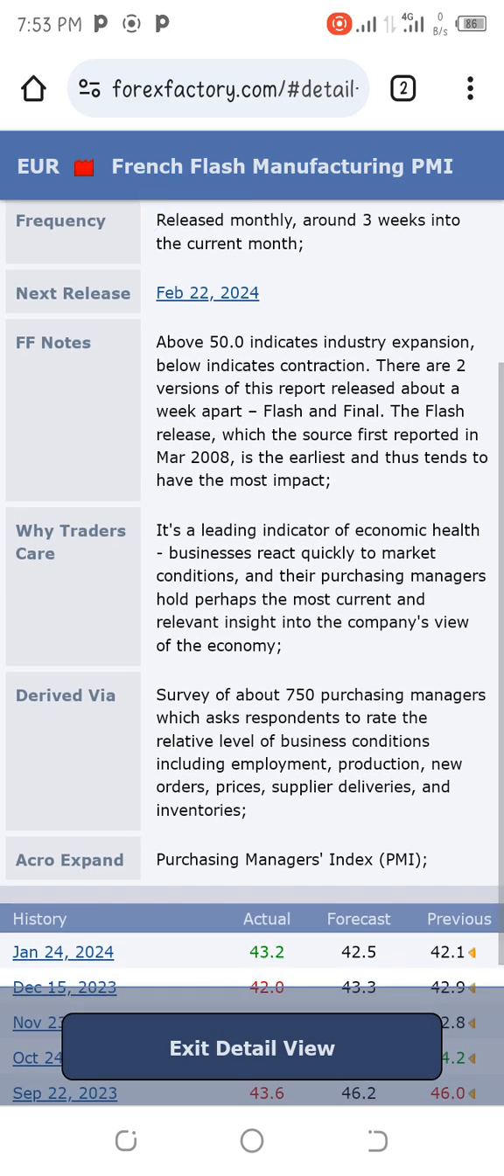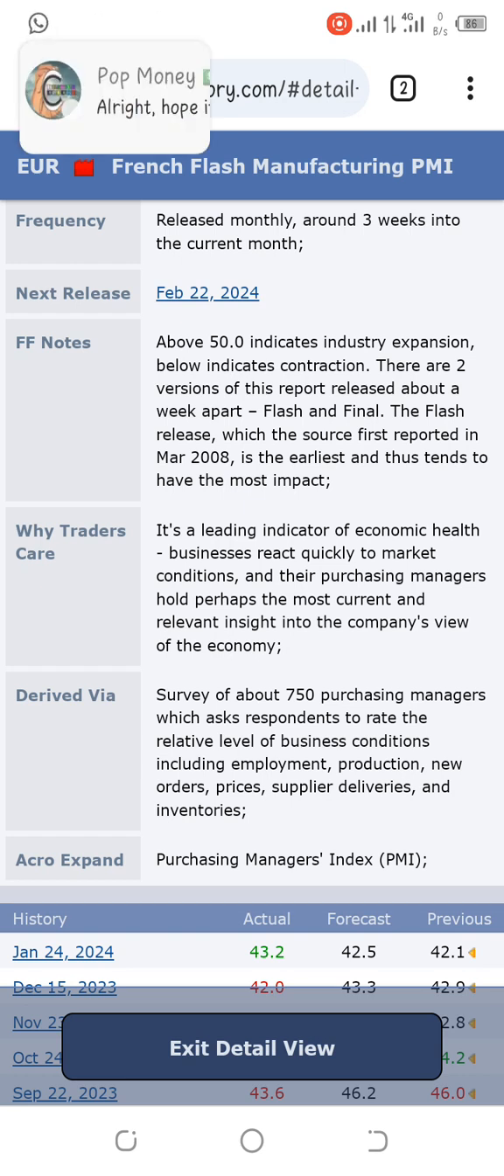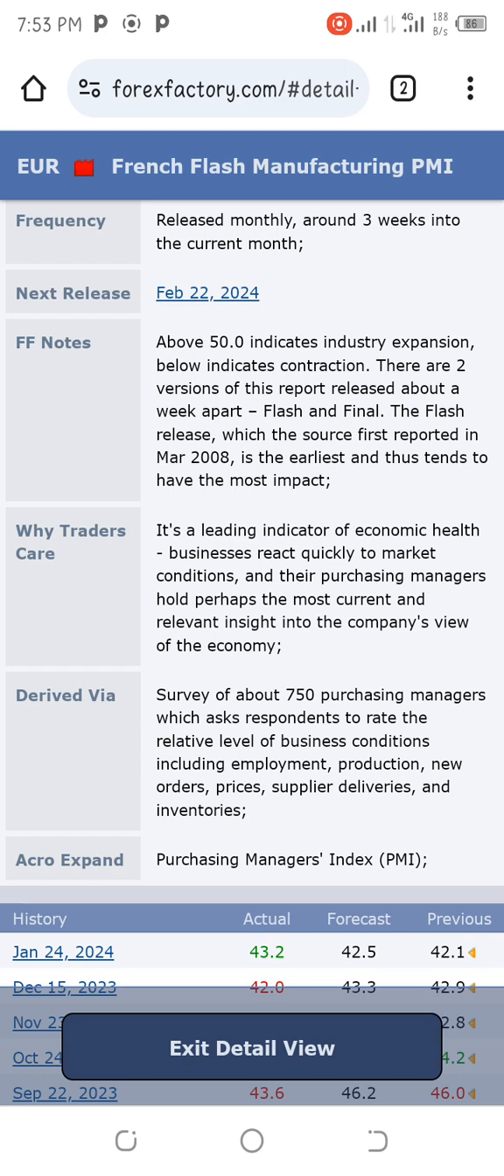So now this takes us to what the FX note says. If you notice, it states that above 50 indicates industrial expansion, below means contraction. Contraction, that is below 50, simply means the market tends to be moving sideways. That is, there will not be any impulses. But how will you know that aspect?